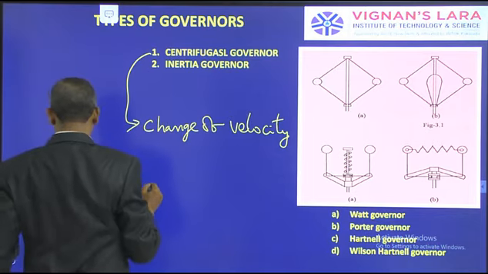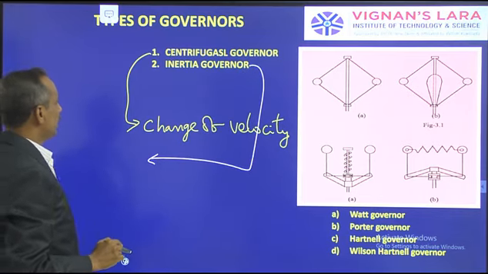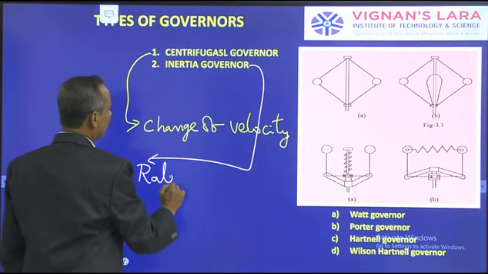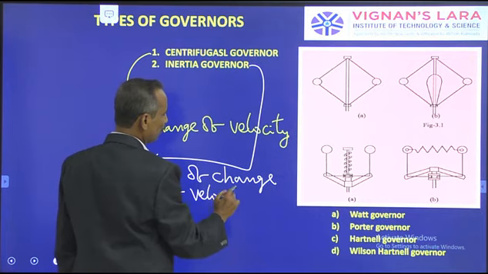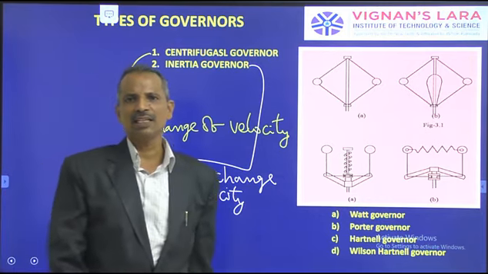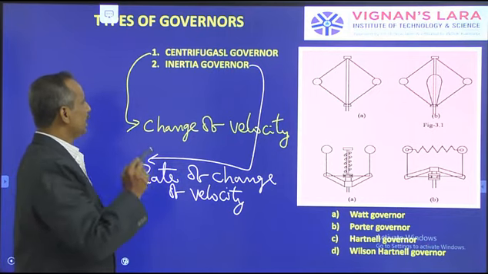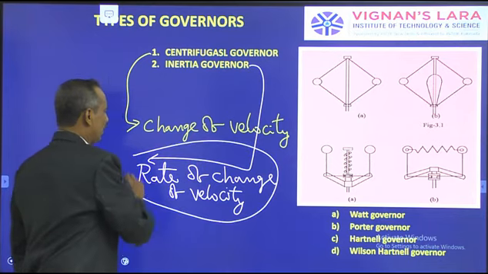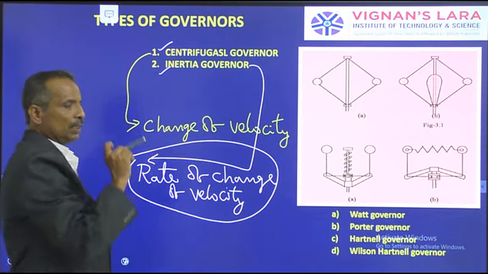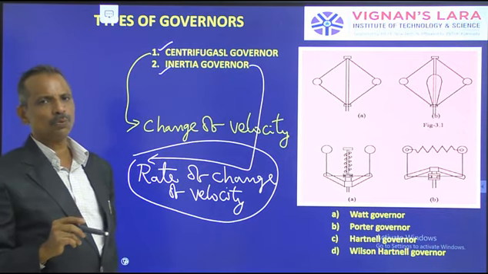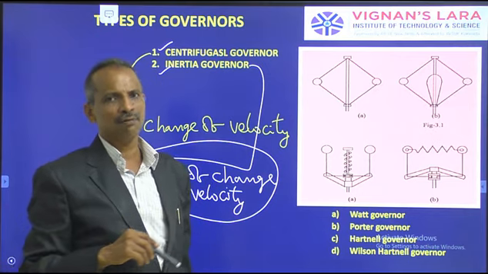Then there is another category of the governor which is called inertia governor. This inertia governor works on rate of change of velocity. What is rate of change of velocity? Rate of change of velocity is nothing but acceleration. Okay? Of course, in inertia governor also centrifugal force comes into the picture, in addition to that, this rate of change of velocity also comes. So that is the basic difference between a centrifugal governor and inertia governor. In centrifugal governor, change of velocity is the principle to operate the governor, whereas in the inertia governor, rate of change of velocity is the principle behind the governor design.